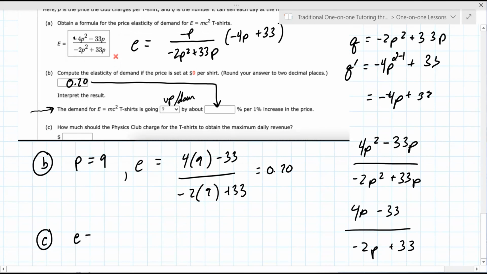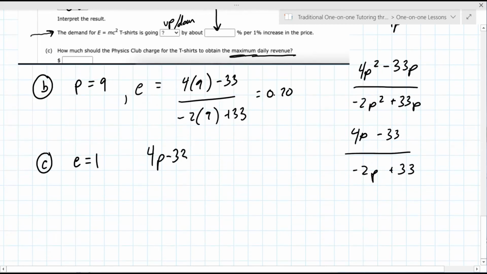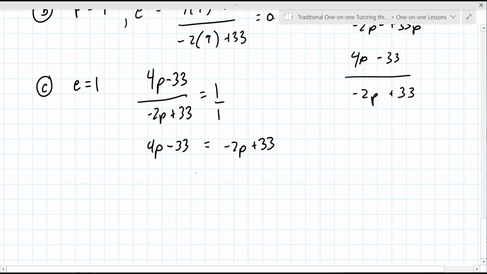But C is like we did in the last problem. C is setting E equal to 1. That's where you maximize your revenue. So you do the 4P minus 33, all that over minus 2P plus 33, equals 1. And it actually is a nice equation, because when you cross multiply, butterfly, whatever you want to call it, you end up getting just a nice linear equation that you've seen many times before: 6P equals 66, and P equals 11.